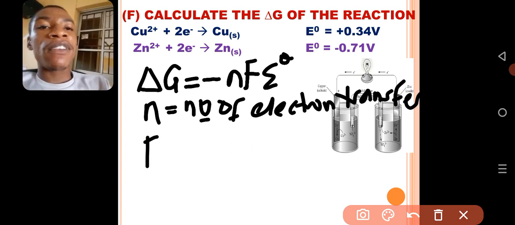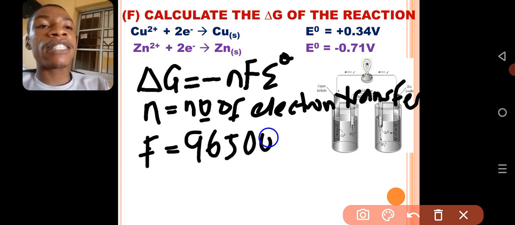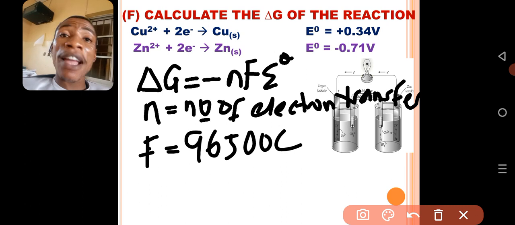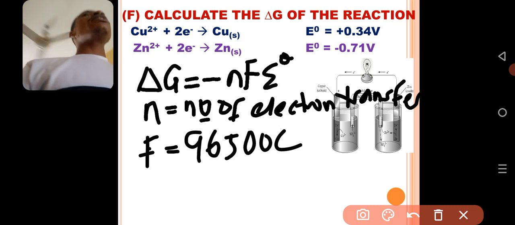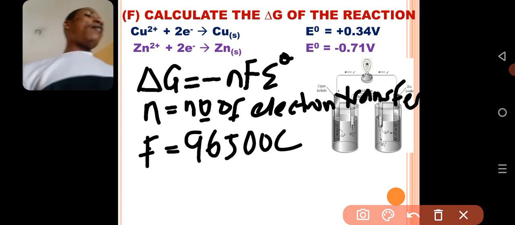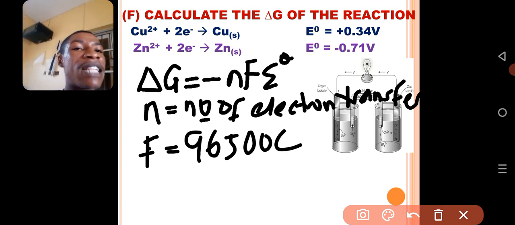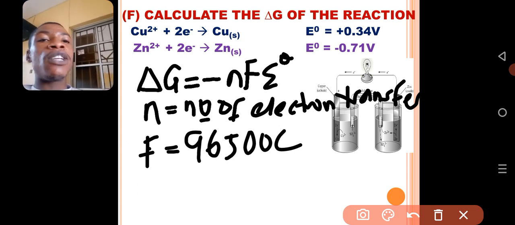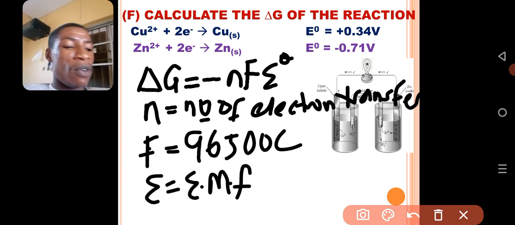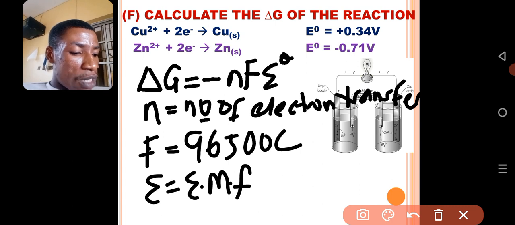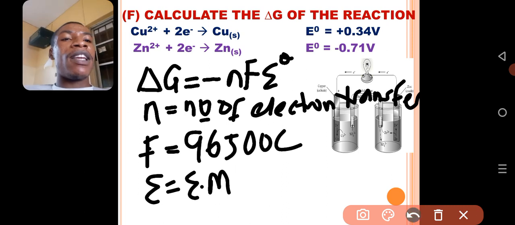Your F is constant, Faraday's constant, 96,500 coulomb. That is your F, it is always constant. In fact, sometimes you'll be given the value of F in your question. It is always constant at 96,500 coulomb. Then your E stands for the EMF of the cell. Take note of that.